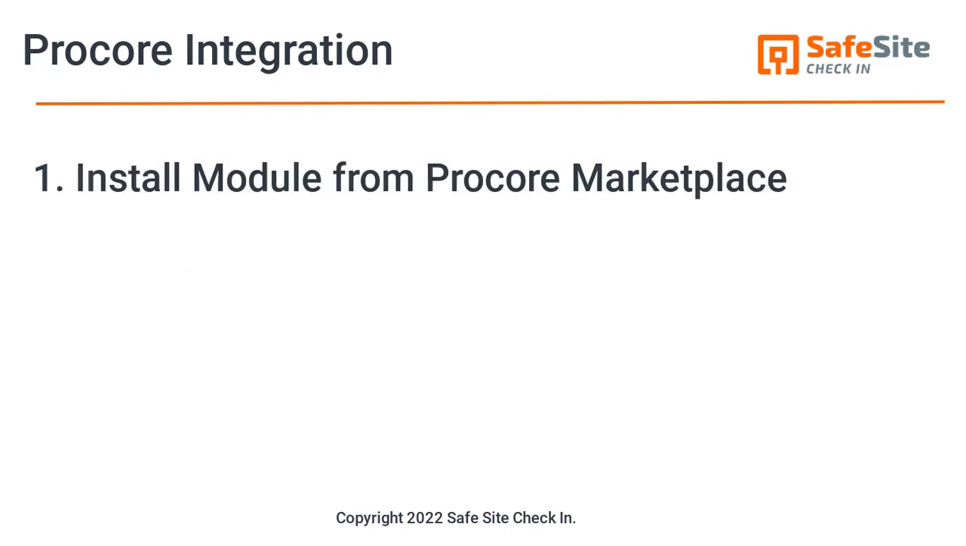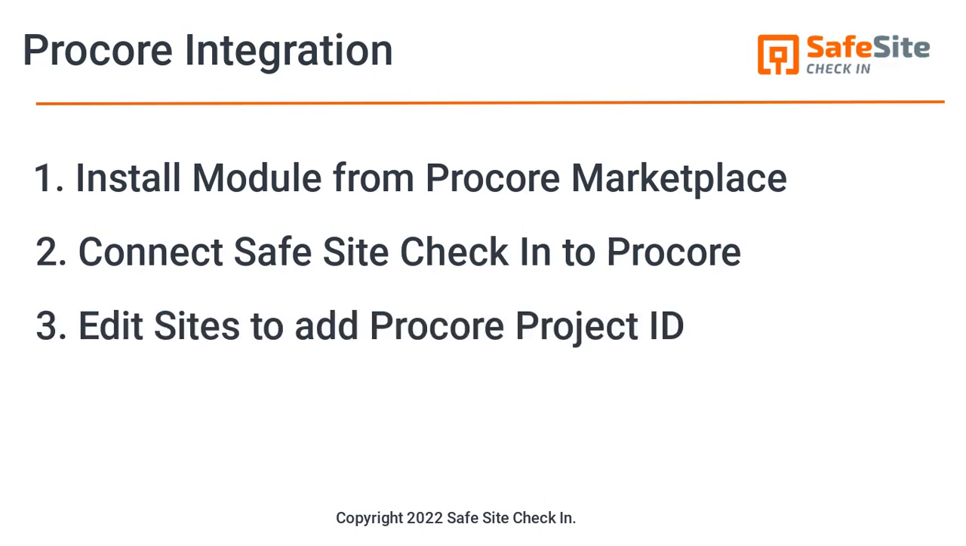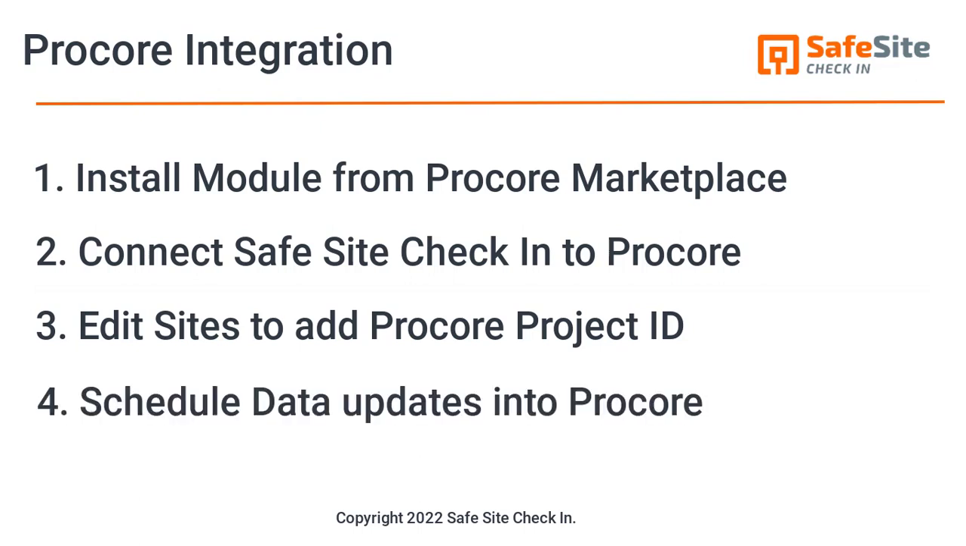Start with installing the Safe Site Check-in module from the Procore Marketplace. Next, connect Safe Site Check-in to Procore. You then edit your site and add its associated Procore Project ID. You then set up one or more schedules in Safe Site Check-in to load data from Safe Site into Procore.